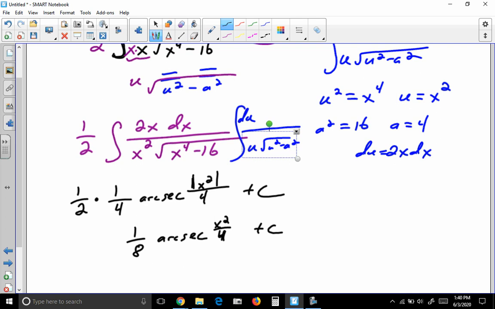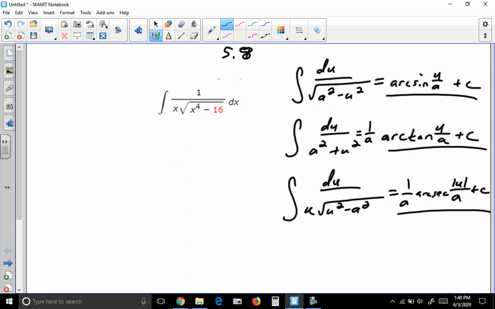Or if you'd rather use inverse secant like that, notation is okay as well. So that's how we'll go about doing that first one. And one of the biggest keys or clues on these is, first of all, do we have a square root on bottom? If we do, then can we write it as a constant squared minus a variable squared? Or is the variable squared the positive one, and then the constant the negative one? That's how we differentiate between those two. This one doesn't have a square root on bottom, so it kind of stands out from the other two.